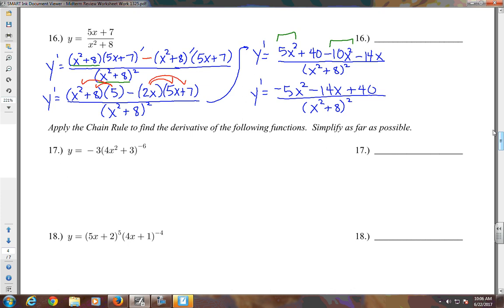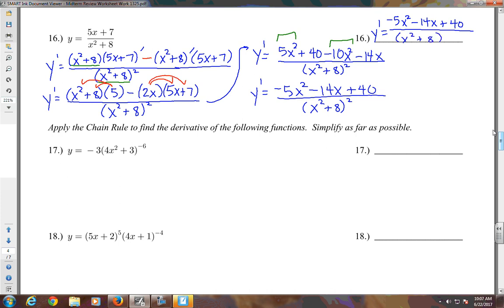Now I'm going to inspect the numerator to see if I could potentially factor it. And in this case, what I'm really looking for is, is x squared plus 8 a factor of the numerator? If so, I want to go ahead and factor and reduce it. But because I can tell that x squared plus 8 is not a factor of the numerator, it's not going to reduce any. So we are good to go. Our official answer, negative 5x squared minus 14x plus 40 divided by x squared plus 8.